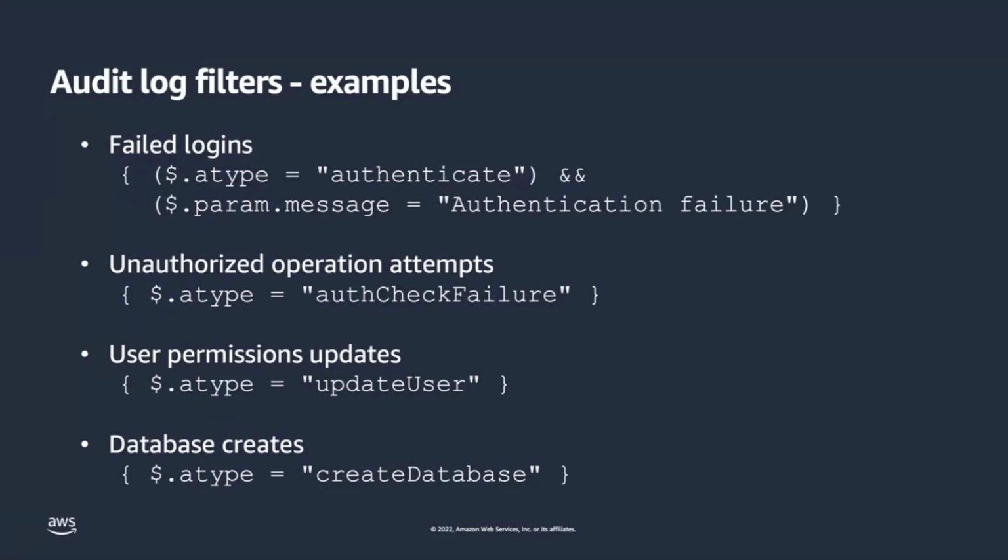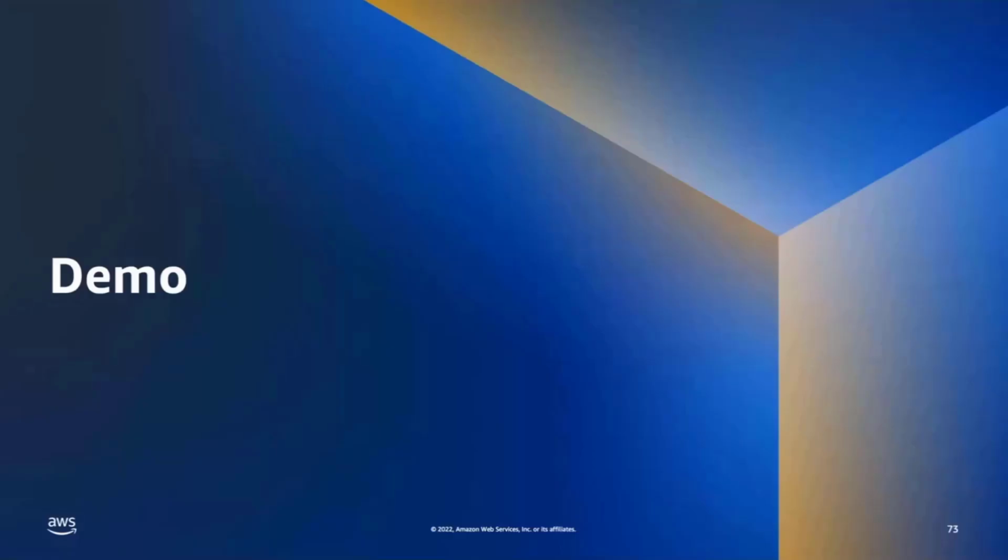Maybe you want to track and see who's being assigned new permissions. Or lastly, just see, hey, who created this database? We have a new database, who created it? If you have auditing turned on, you filter on a type of create database, and you'll see exactly which user created these databases. Now we'll switch over to a quick demo of auditing.